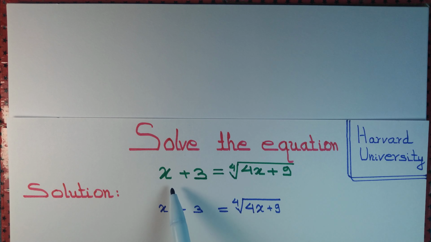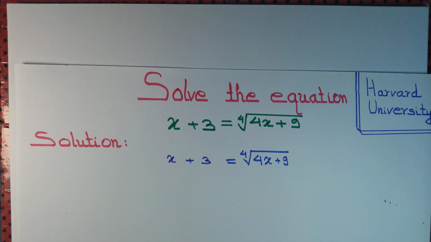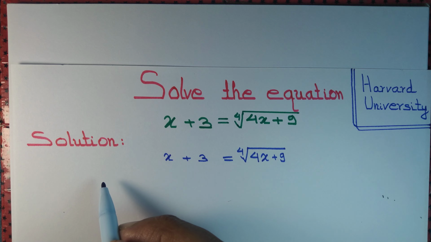Let us solve the equation x plus 3 equal to 4th root of 4x plus 9. So we want to solve this equation. One method is probably you can square it, or rather raise to the power 4 both sides. But it is much easier to simply write let.